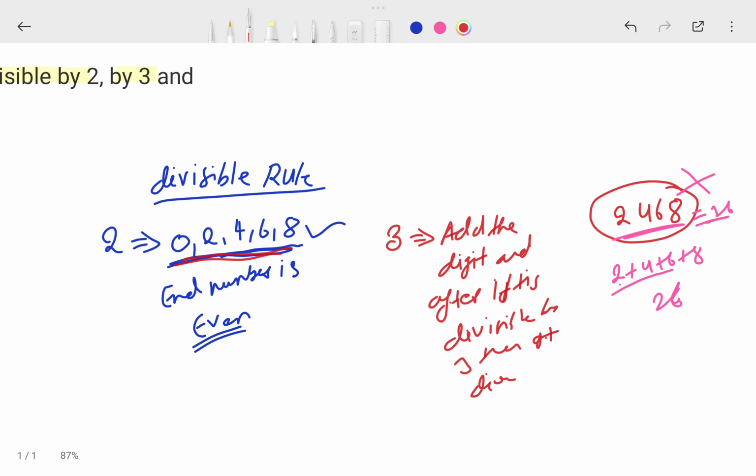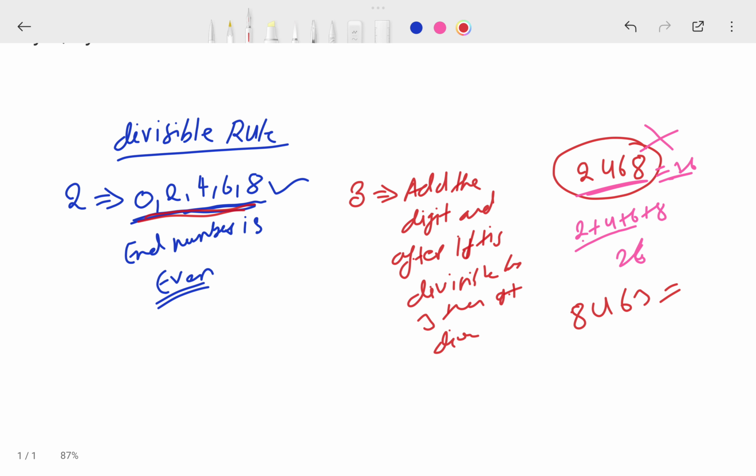Okay, another example. Let's check whether this is divisible by 3 or not. How can you check? It is very simple. You just have to add all the digits and check: 8 plus 4 plus 6 plus 3. 8 plus 4 is 12, 12 plus 6 is 18, 18 plus 3 is going to be 21. If you add all the digits, it is going to be 21, right? So I'm asking you, is 21 in the 3 table? Yes, it is there. It means this number is divisible by 3.